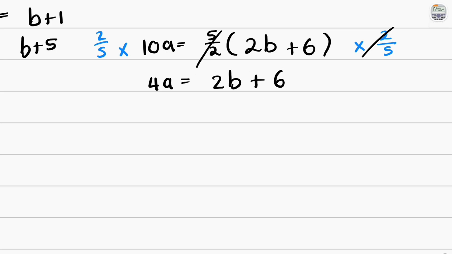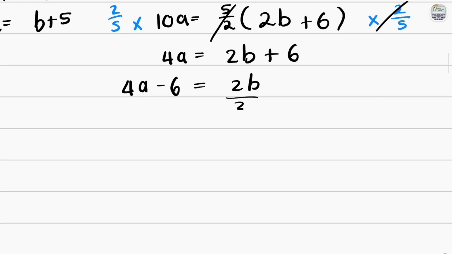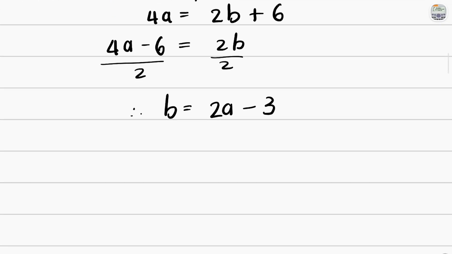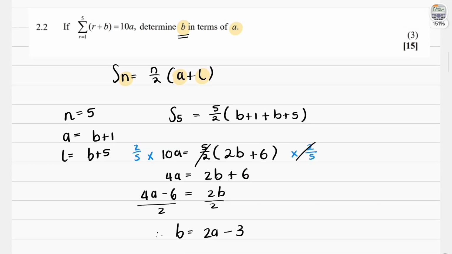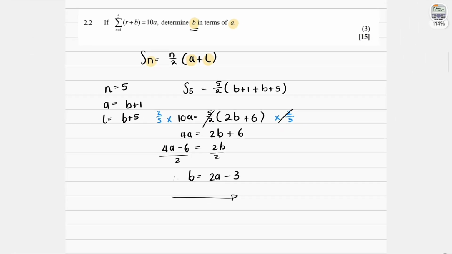So you can transpose 6. So we have 4a minus 6 is equal to 2b. And divide both hand sides of this equation by 2. Therefore, b is equal to 4a divided by 2, which is 2a, and negative 6 divided by 2 is negative 3. And there we go. This is b in terms of a. And that is our answer. And that is it for question 2.